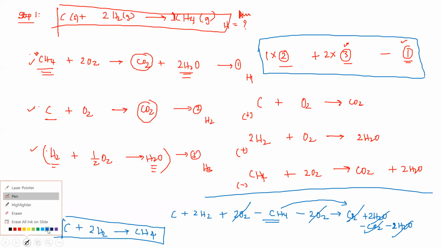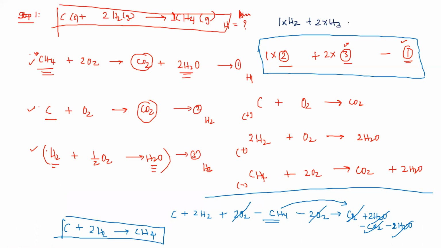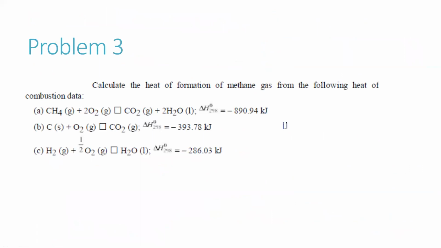So the same thing is going to happen with heats as well. For the second equation, we are going to multiply heat by 1, so 1 into H2. Then for the third equation, we are going to multiply heat by 2, plus 2 into H3, minus H1. So that is the heat of this particular reaction. Now we'll go and find the data. So we have H2 plus 2H3 minus H1. The heat of formation: H2 is minus 393.78, H3 is minus 286.03, and H1 is minus 890.94.